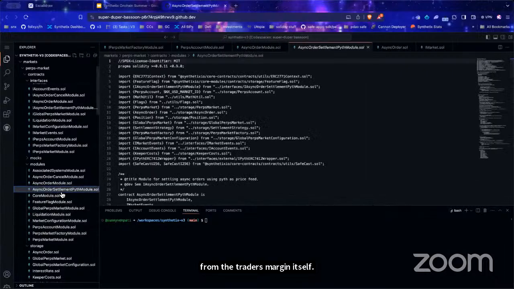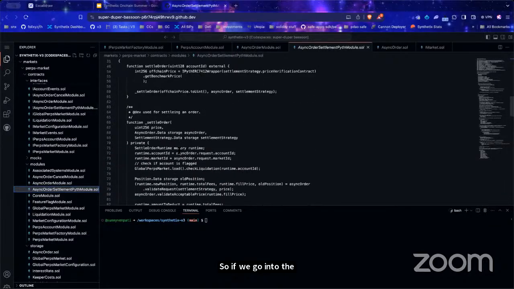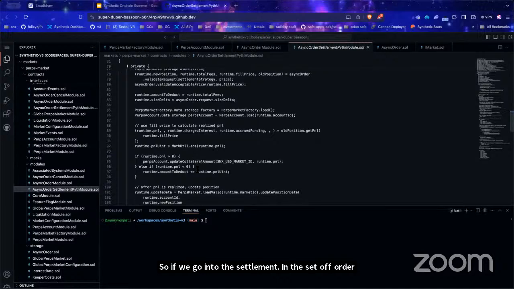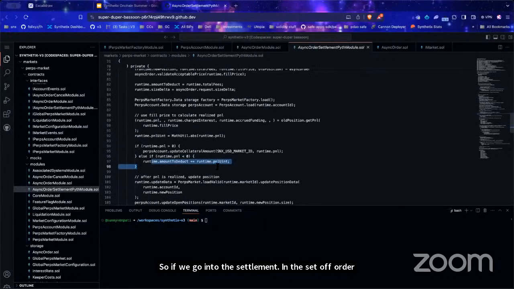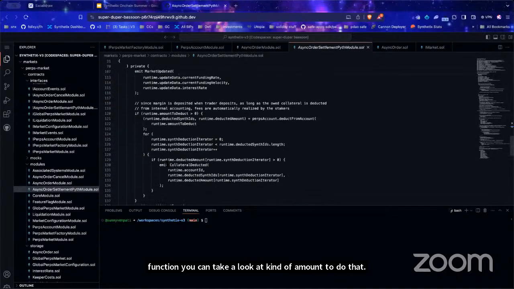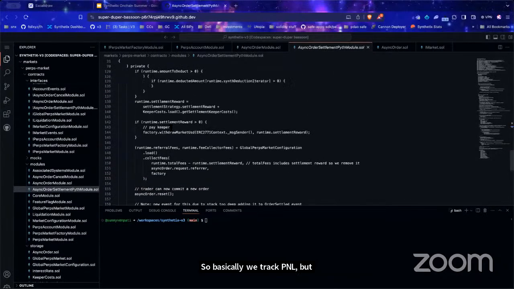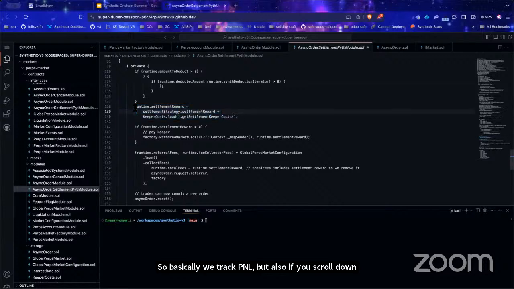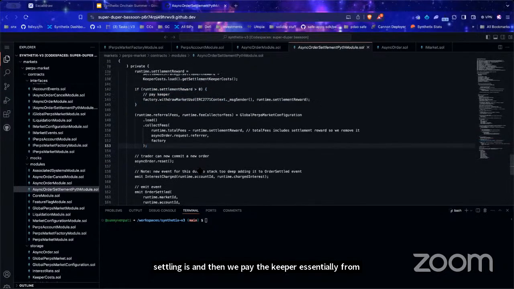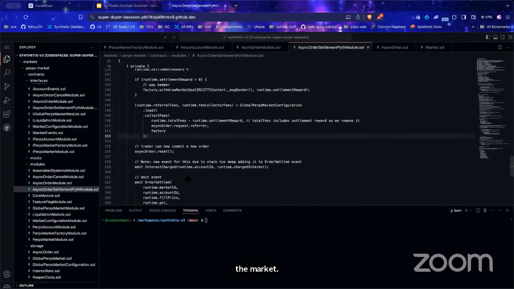So if we go into the settle order function, you can take a look at that. Basically, we track P&L, but also if you scroll down, we determine what the settlement reward for settling is, and then we pay the keeper essentially from the market. So yeah, cool. That's how you'd get an order into the system.